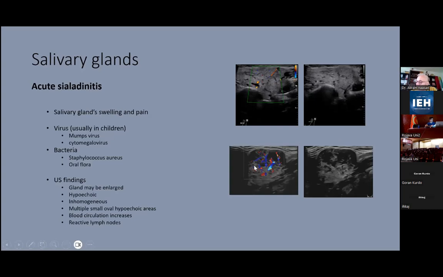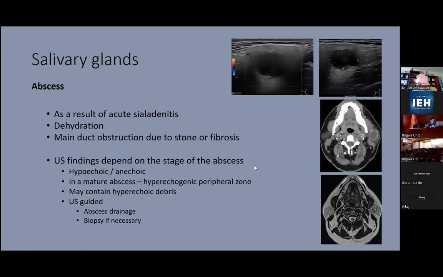And the other thing is abscesses in the salivary glands. For example, the causes might be a result of acute sialadenitis or dehydration or stone or fibrosis in the main duct of the gland. In the ultrasound, this is a patient. First, he was examined by CT scan, and they saw this lesion here in the left parotid gland. They did an ultrasound, and there's a hypoechoic region.